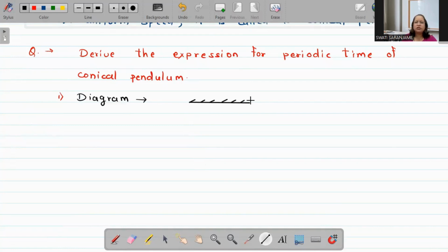This is a rigid support from which a string is suspended. At the end of the string, a tiny mass is suspended. Now let us draw that circle along which this bob of a pendulum, or you can say a point mass, is performing uniform horizontal circular motion.